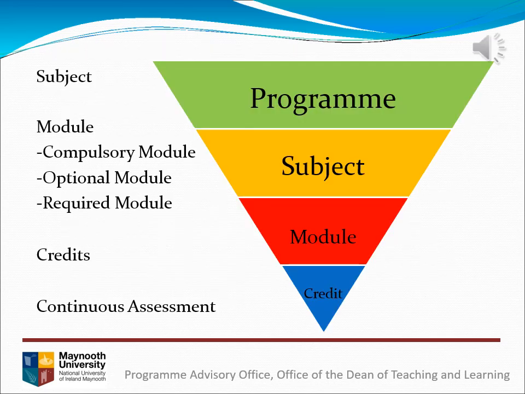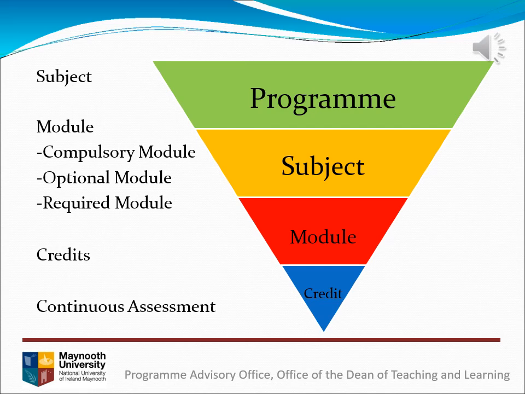So your programme is made up of subjects. Each of the subjects is made up of modules, and each of the modules has a credit value. So what are modules? A module can fall into 3 categories. They can be compulsory, or optional, or required.